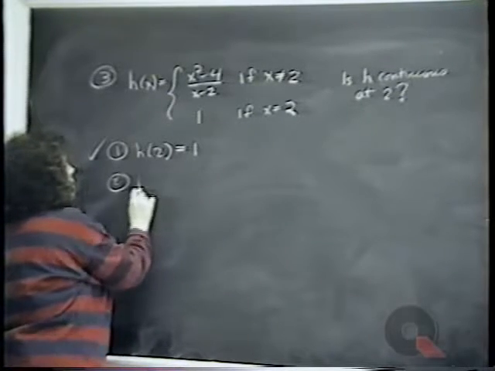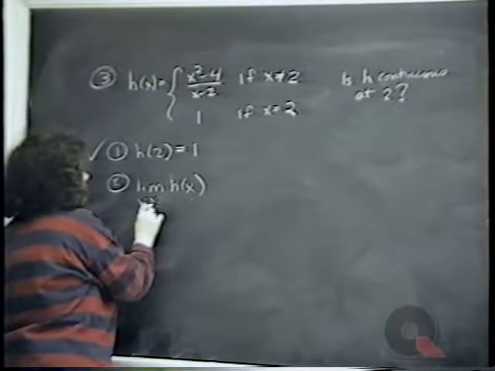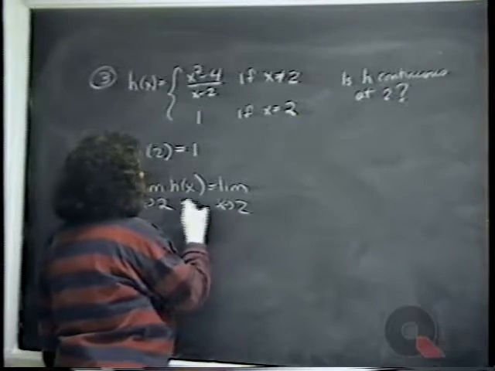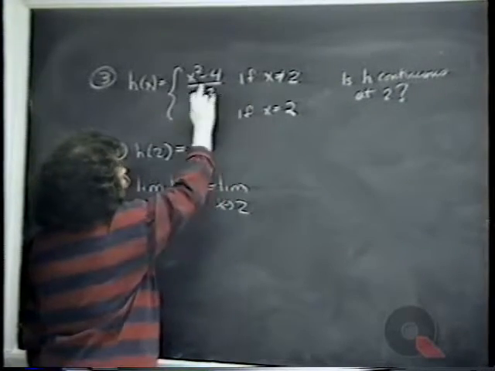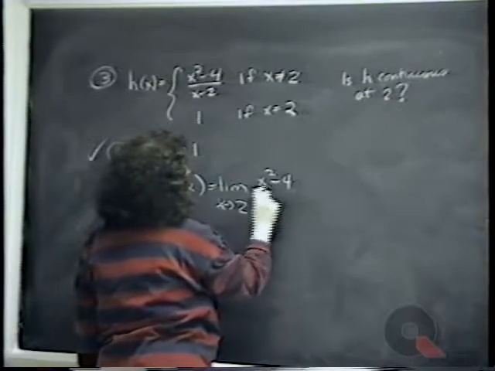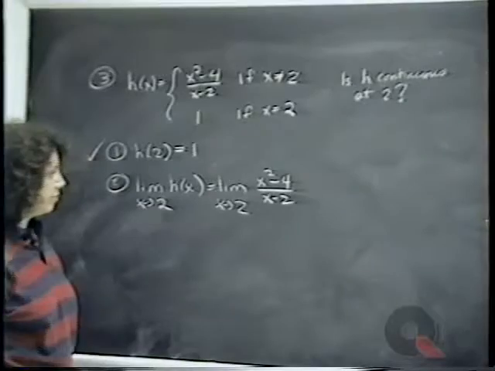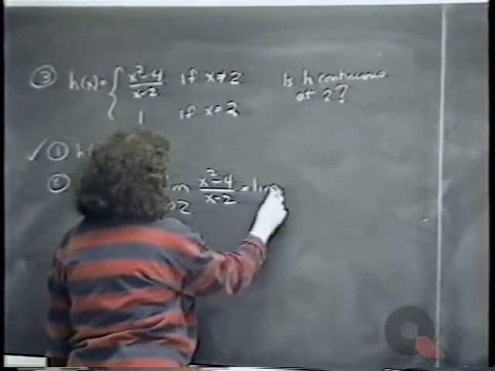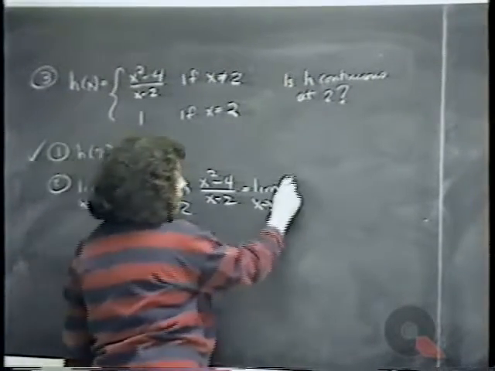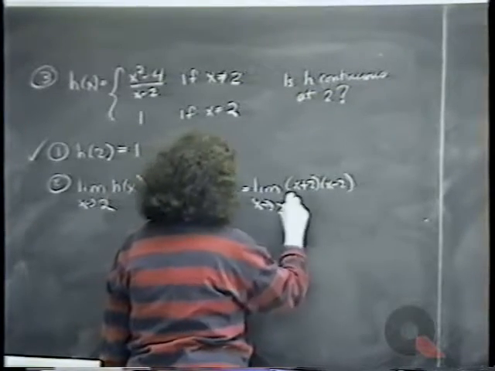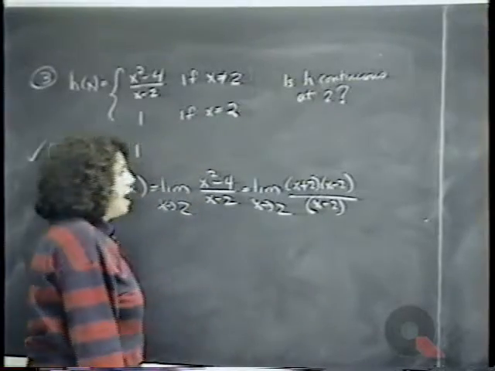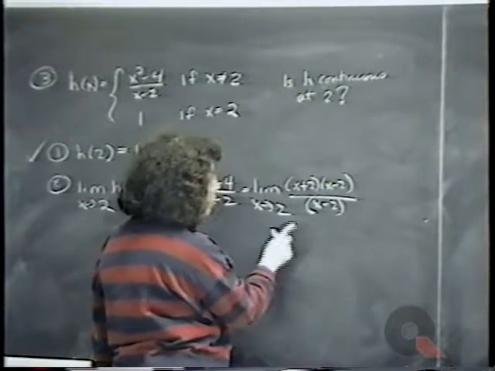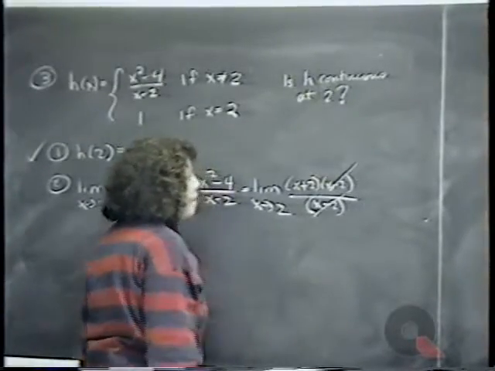Condition 2. Does the limit of h of x as x approaches 2 exist? Well, as x approaches 2, x is not equal to 2. If x is not equal to 2, the function is x squared minus 4 over x minus 2. To find this limit, we could realize that x squared minus 4 factors into x plus 2 times x minus 2. And as x approaches 2, remember x is not equal to 2, it's just getting close. Therefore, x minus 2 is not 0, and we can divide numerator and denominator by x minus 2.